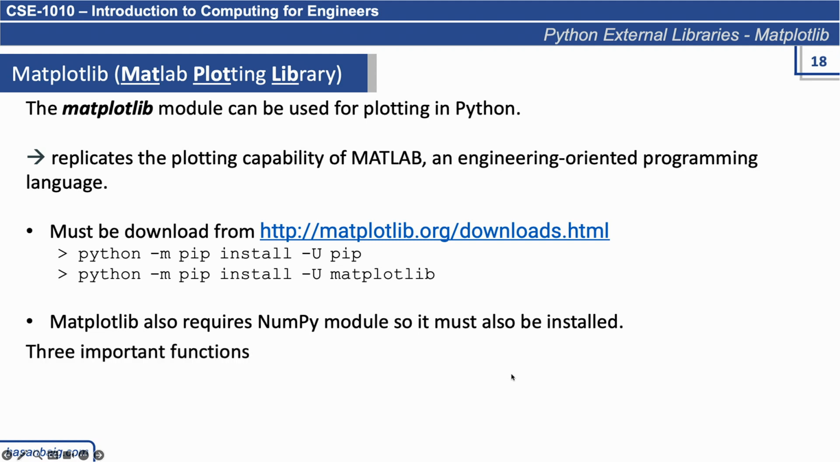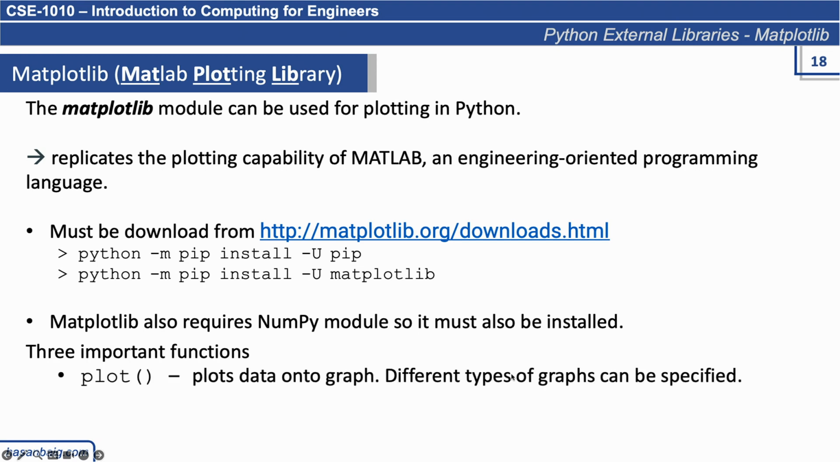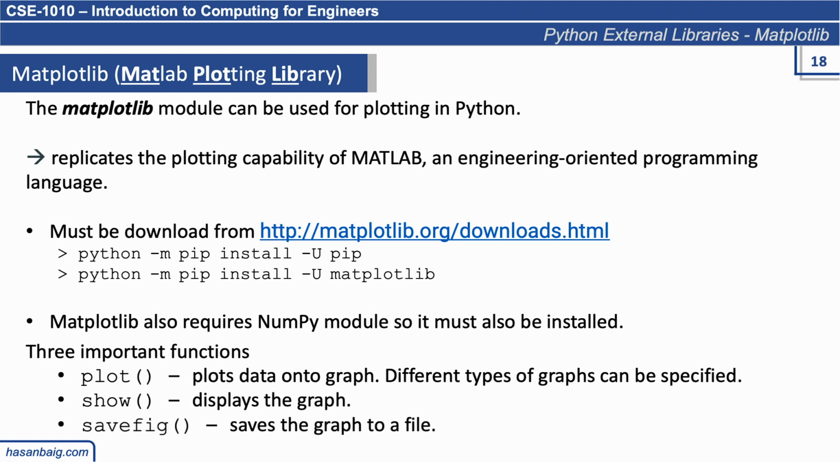There are 3 important functions in Matplotlib that you should be aware of. Again, we are not going into the details of everything. We will be covering only the basics, which would help you get started with the library. The plot function plots the data on a graph, and different types of graphs can be specified. But first of all, we are just talking about the plot function. Then show displays the graph, and then savefig saves the graph to a file, meaning it saves the image on your computer.